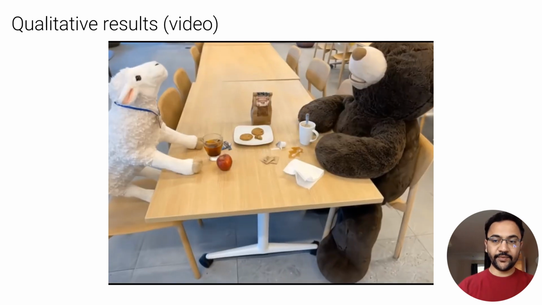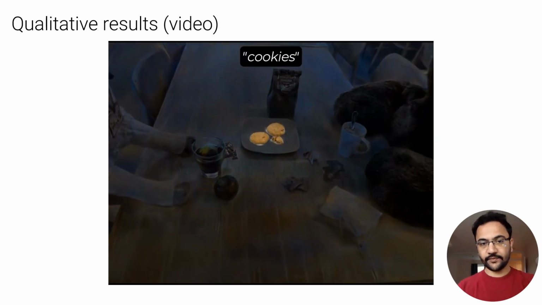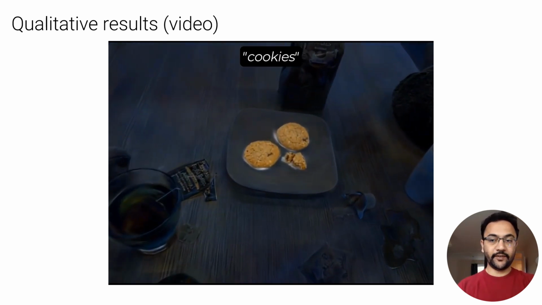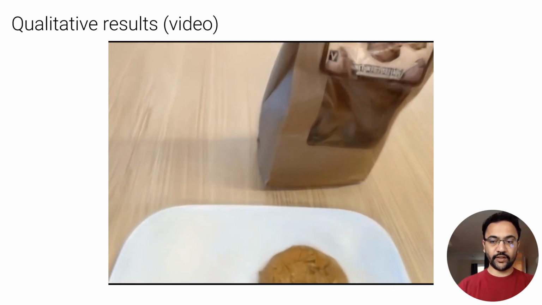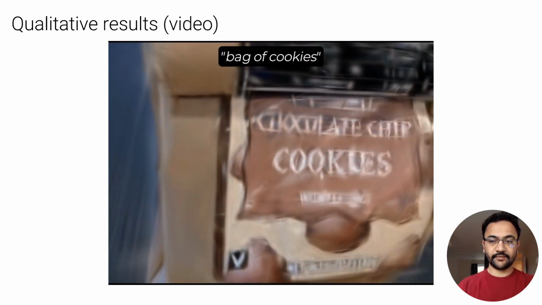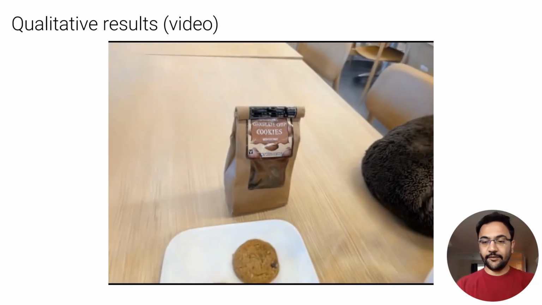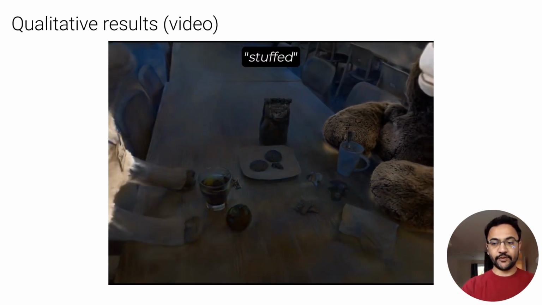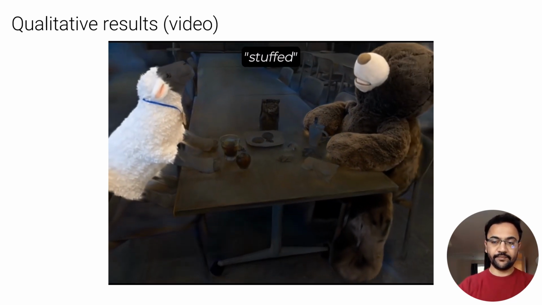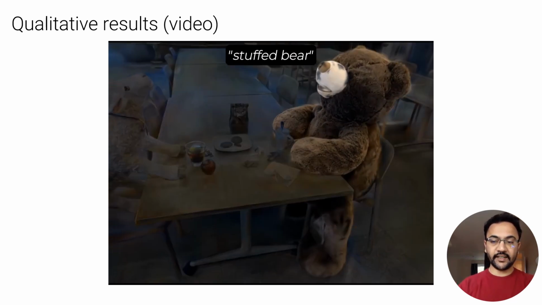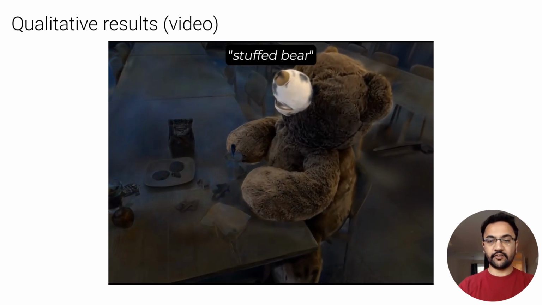In a different scene, we could segment cookies, or we could segment the bag of cookies next to it. We can query stuffed, which will give us these two stuffed animals. Or if we say stuffed bear, it only gives us the stuffed bear.